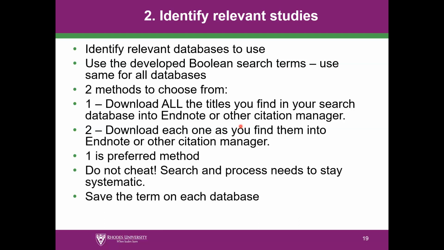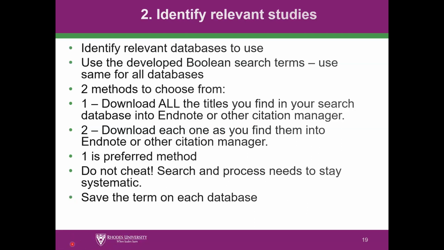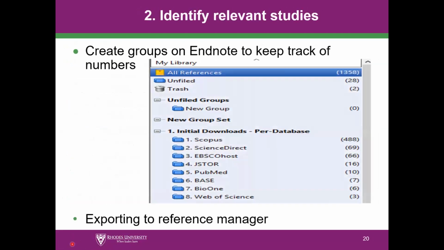You download or export each to the citation manager, and I will show just how you can create different folders within your citation manager. It depends on the citation manager you're using. I normally use EndNote. You could use Mendeley or other citation managers. And the first thing I do, I create a group set. This will be my group set, which I may name initial downloads or databases or whatever you want to name it. And then within that, you create folders. So for instance, here I have Scopus, Science Direct, EBSCOhost, and so on.